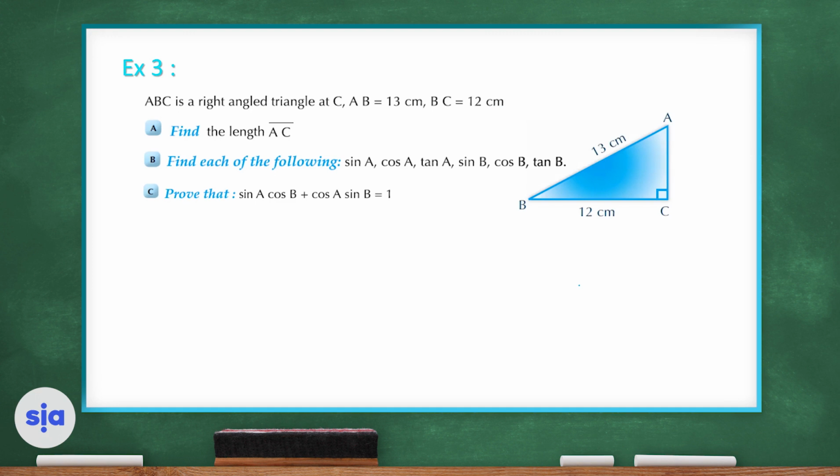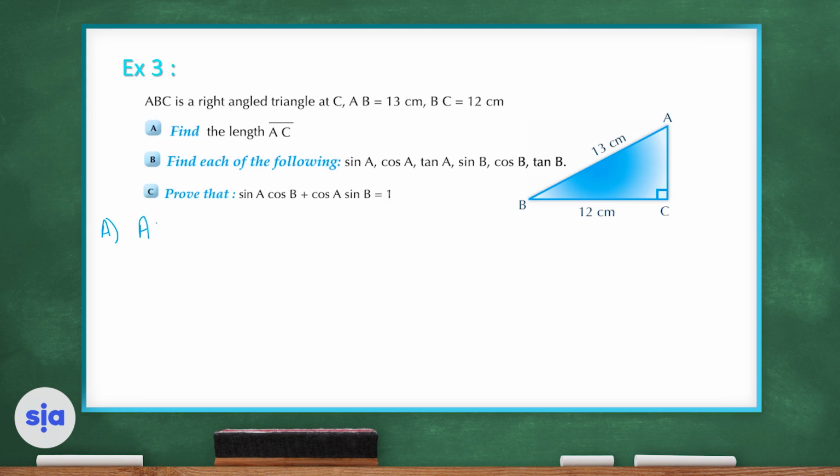Question 3, the question says, ABC is a right angle triangle at C, where AB is 13 centimeters long and BC is 12 centimeters long. The first part of the question wants us to find the length of AC. That's very easy. Yes, I can see that you guys said Pythagoras. So to find the length of AC, we use the Pythagorean theorem.